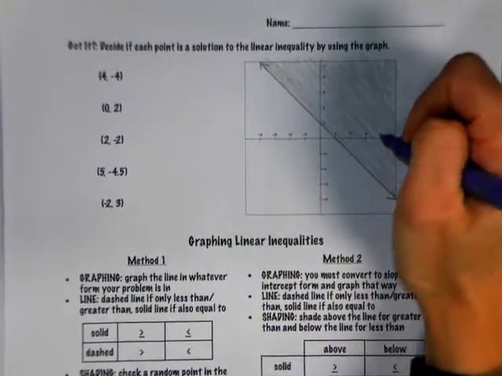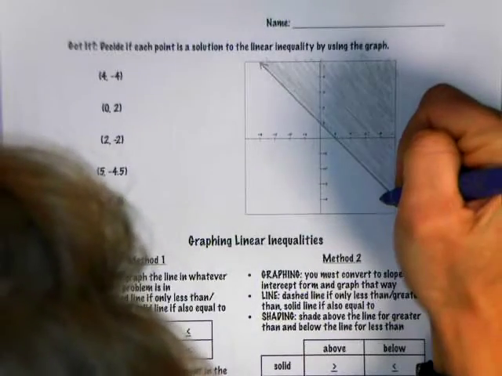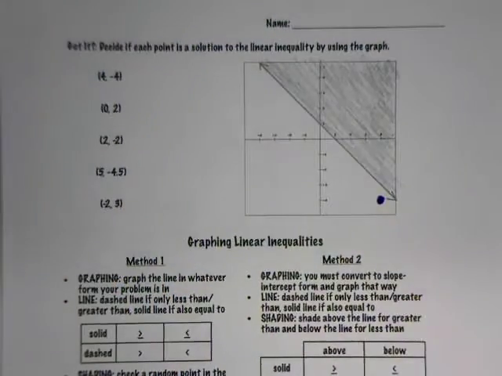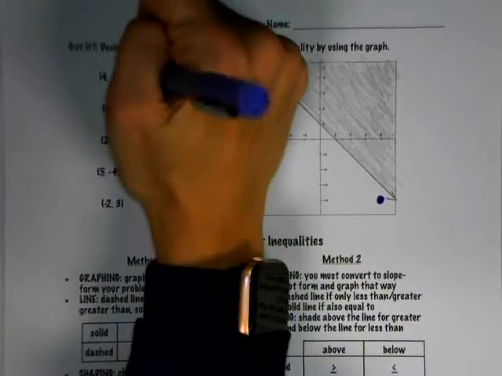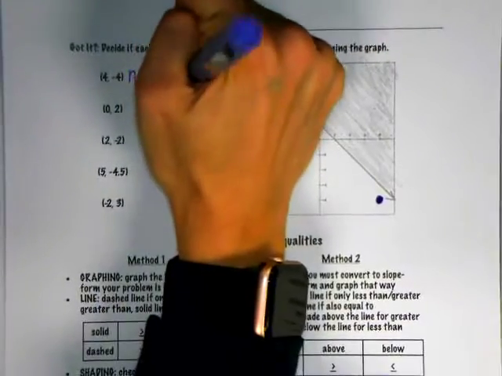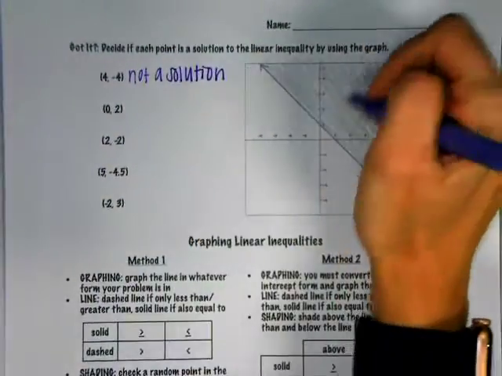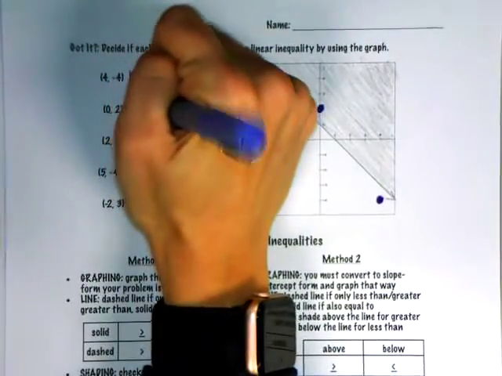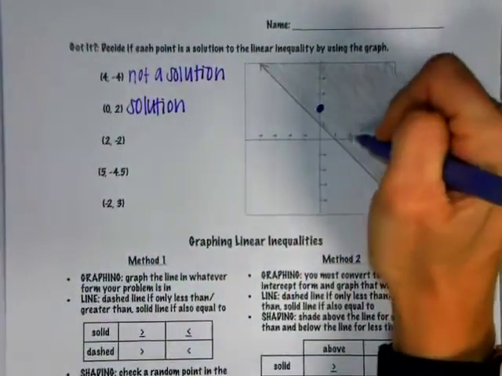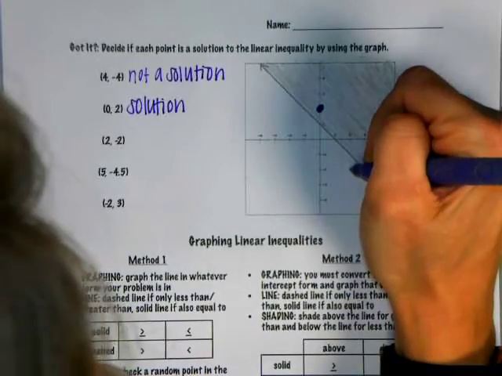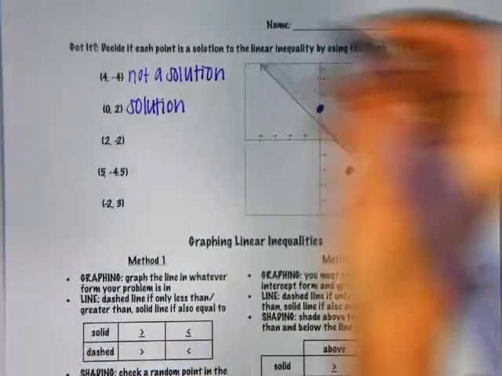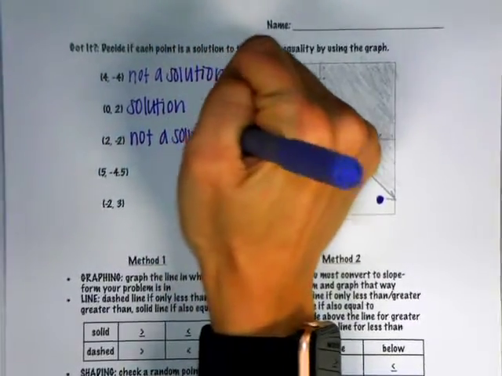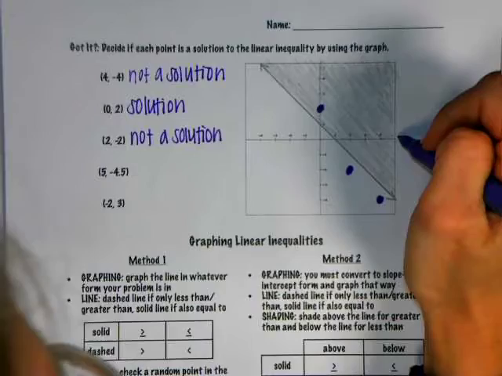Okay, so we have 4, -4. It's right here, so what's that going to be? Yes or no? Nope. Okay, 0, 2. Yes. 2, -2. 5, -4.5.